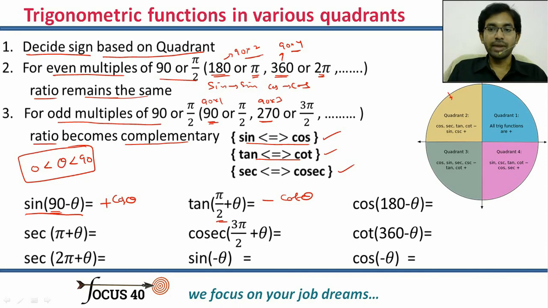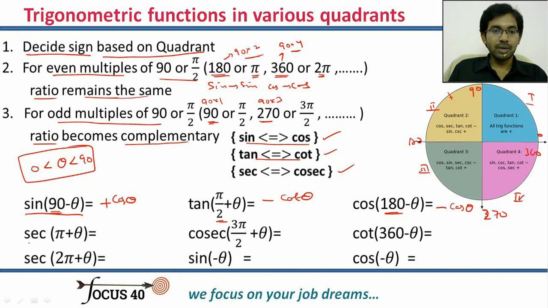Next, cos of 180 minus theta. So 180 minus theta, this is 180 degrees, and minus theta means it falls in the second quadrant. In the second quadrant only sine and cosecant are positive, so cos is negative, minus. And the angle is an even multiple of 90, so cos remains cos only. Minus cos theta.